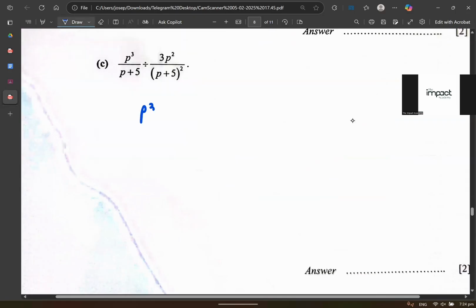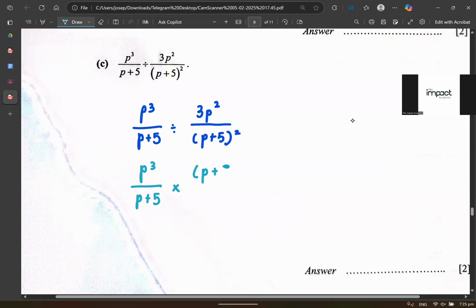P cubed over p plus 5, sorry, I apologize. P to the power of 3 over p plus 5 divided by 3p squared. So when I'm doing this question, if I were you, I will be very, very careful with my cancellation. Can you understand? Okay, so in this situation, what happens is that you get p cubed over p plus 5, you times p plus 5 to the power of 2 over 3p cubed.